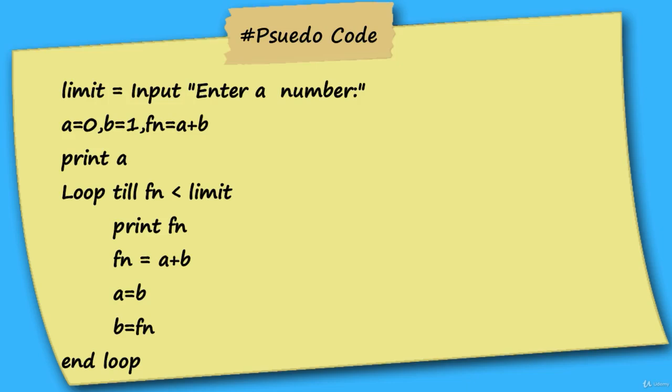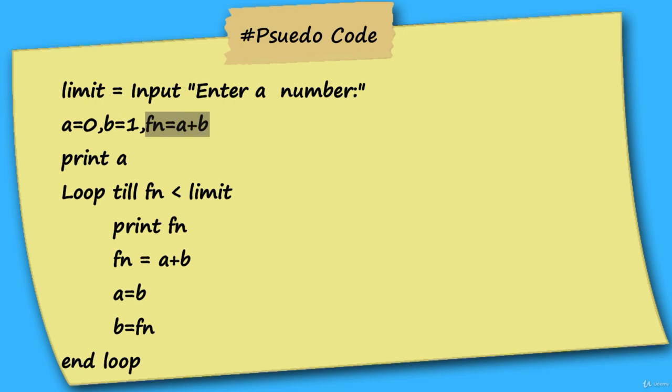Here we are taking a variable called limit where the user is going to enter the end limit for the series. We are also taking two values here, that is a, which is the first value 0, and the second, b, which will be 1. We are also taking one more variable, which is the Fibonacci number we are going to store, that is, the sum of the previous two numbers will be stored in this variable fn.